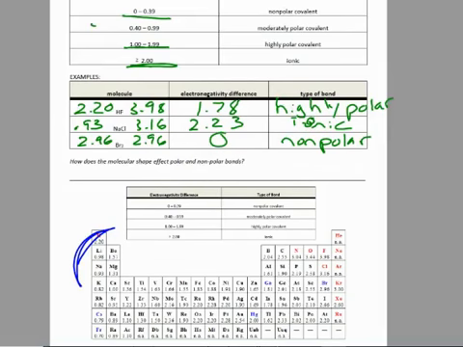Okay, I didn't give an example of this one, but you'll see one in the practice. If it's in between those numbers, then it's moderately polar. All right, and that is how you do it. That is the end of notes. We will review tomorrow and be testing on Friday over this material.